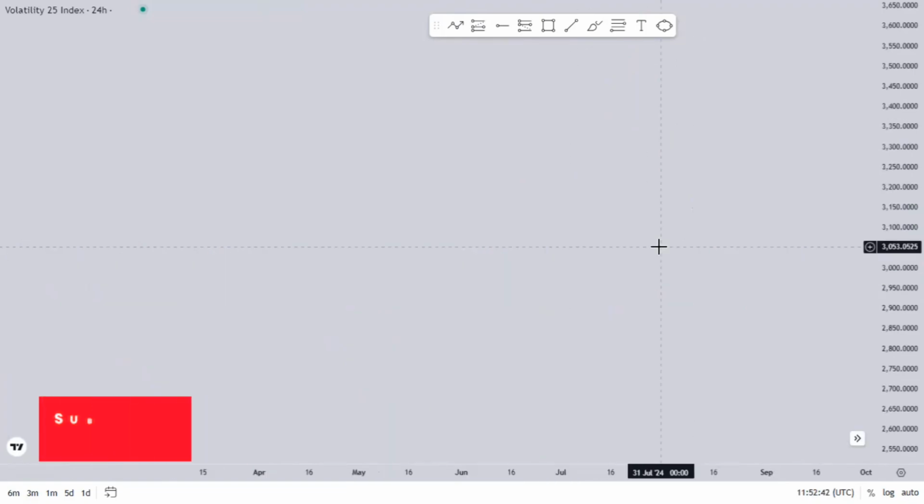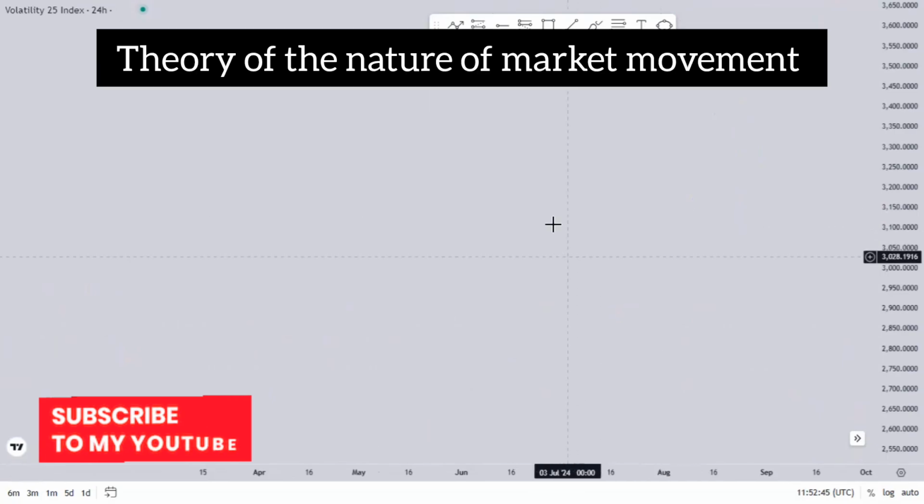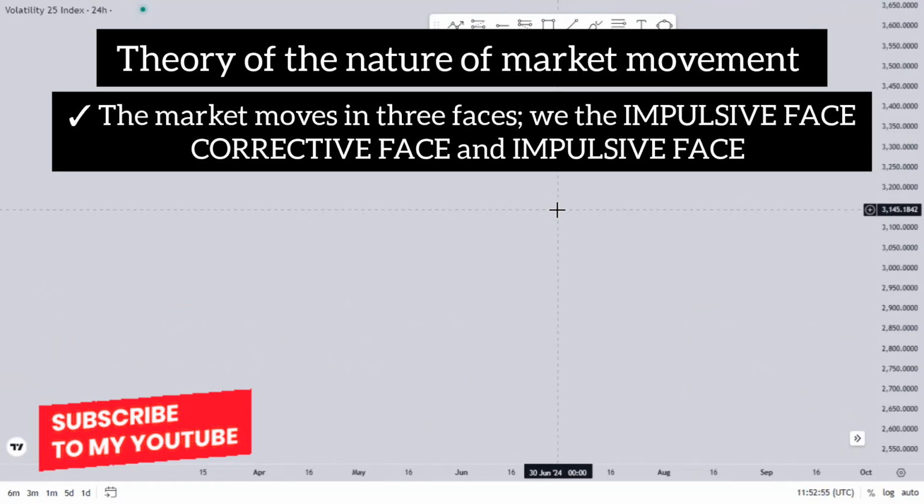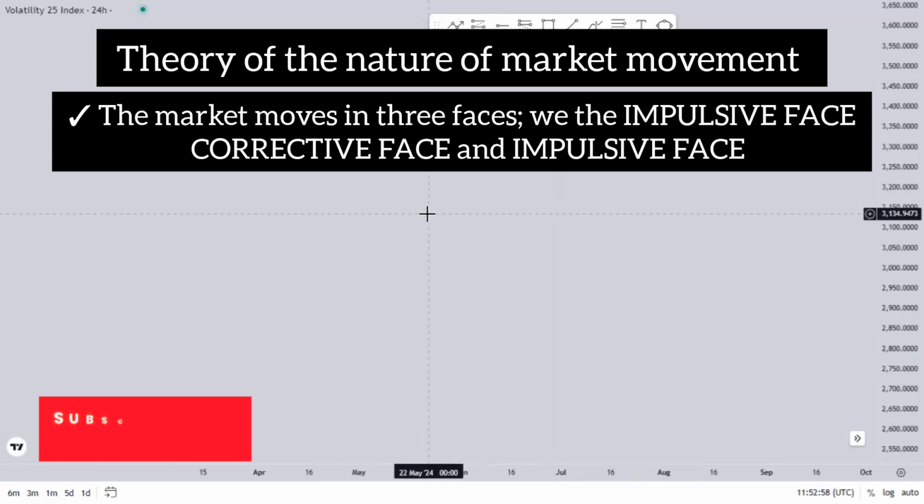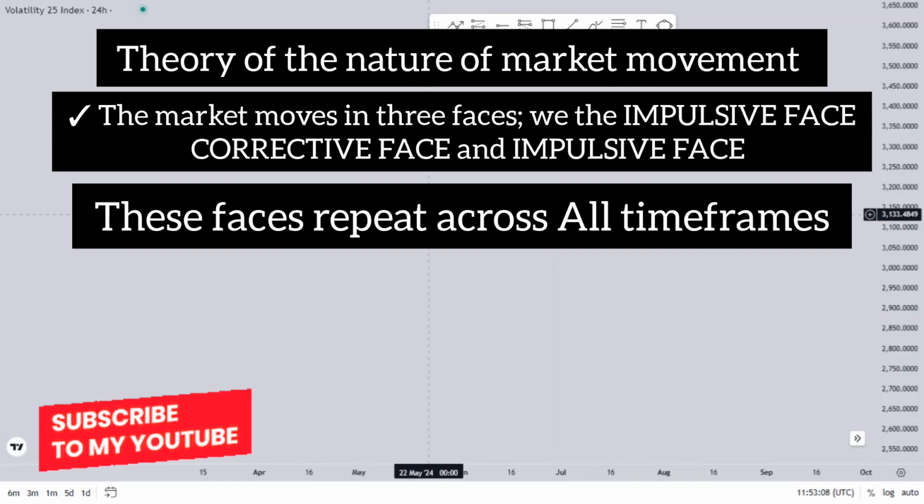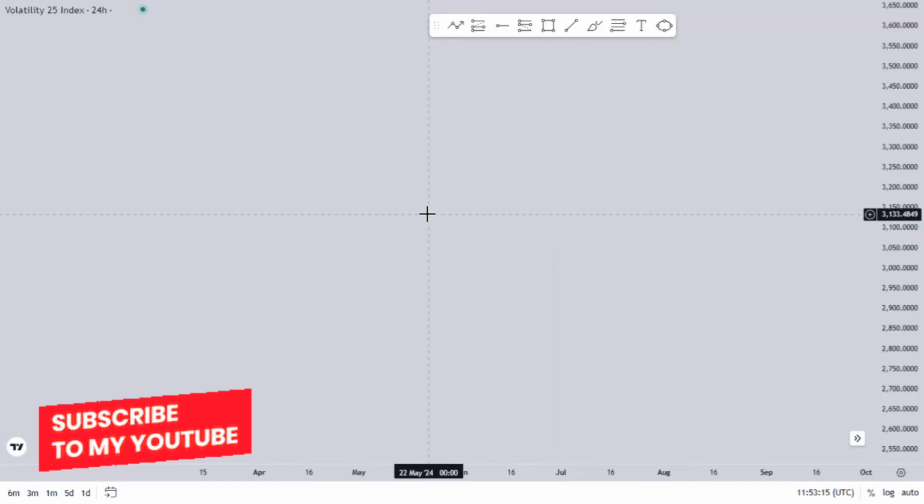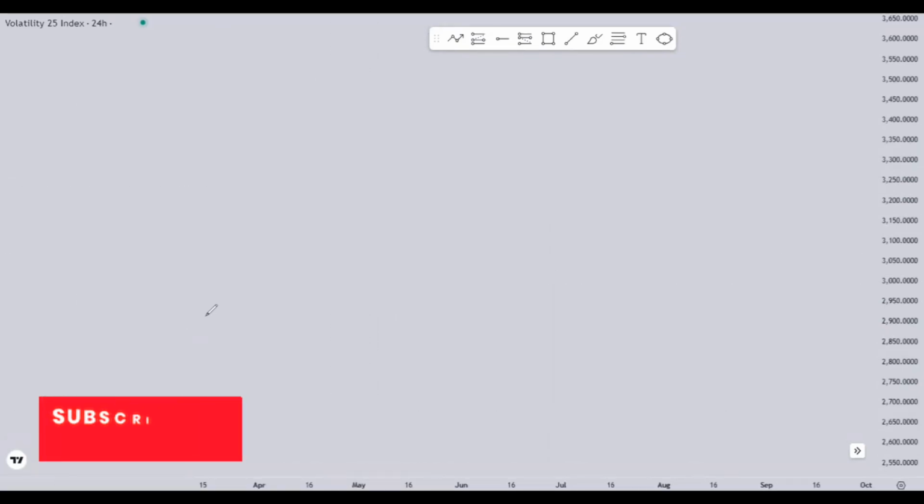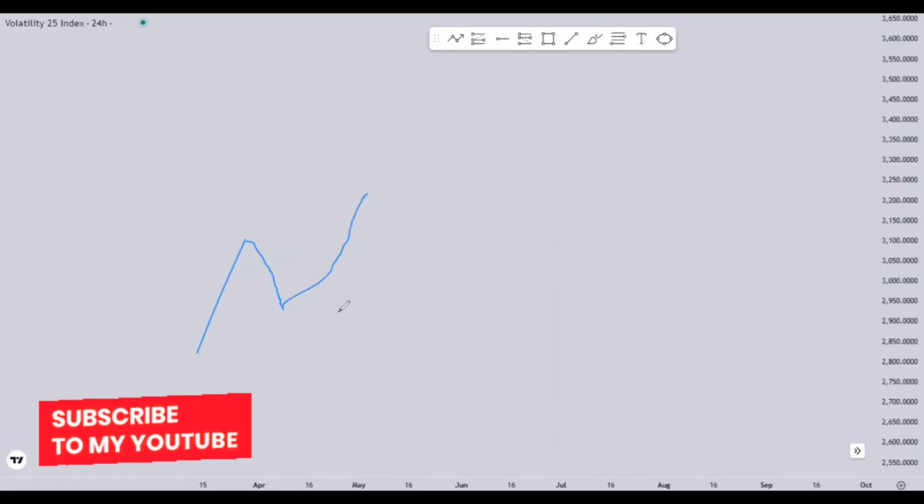Before we head to the chart, let's dive a bit into the theory of the nature of market movement. Note, the market moves in three phases. We have the impulsive phase, the corrective phase, and the next impulsive phase. These phases repeat across all time frames on any chart, be it crypto, commodities, forex, or synthetic indices, as long as it has to do with a chart. There must be an impulsive phase, a corrective phase, and the next impulsive phase.